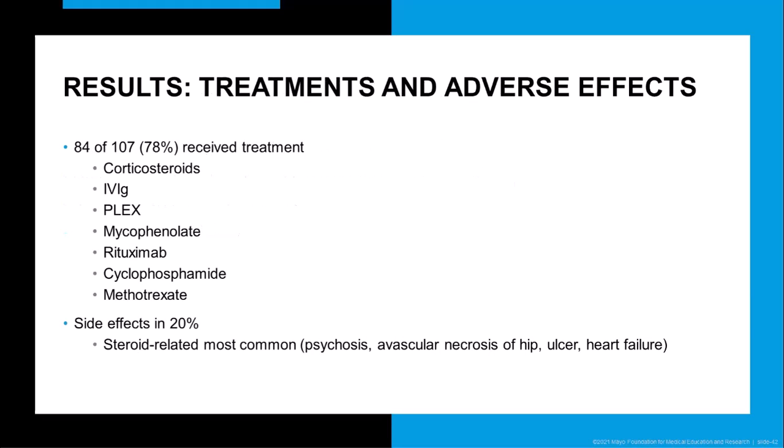The treatments, the majority of patients did receive a treatment, and these are the range of treatments that they received, and about 20% had documented side effects. Now, this was difficult to document, so patients may have had more side effects than this, but the most common side effects were related to steroids and included serious complications like psychosis, avascular necrosis of the hip, a gastric ulcer, and heart failure.